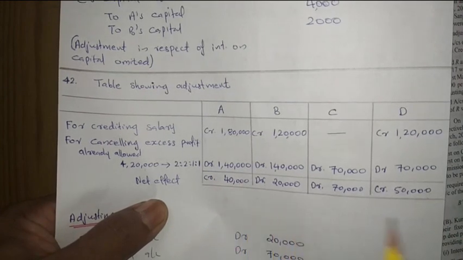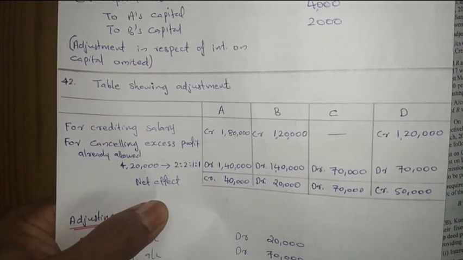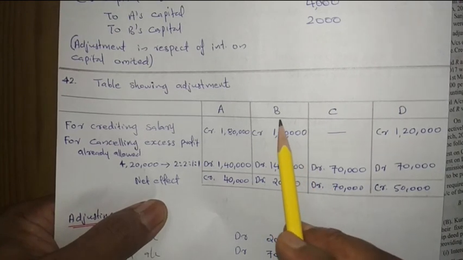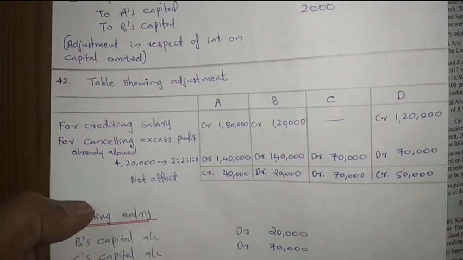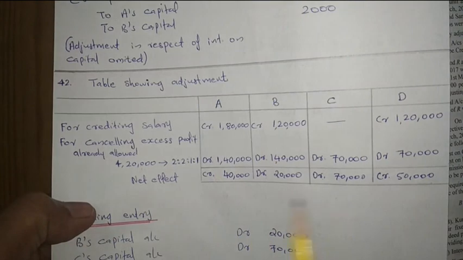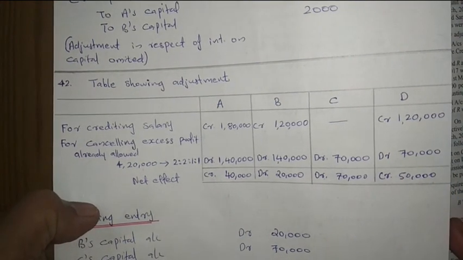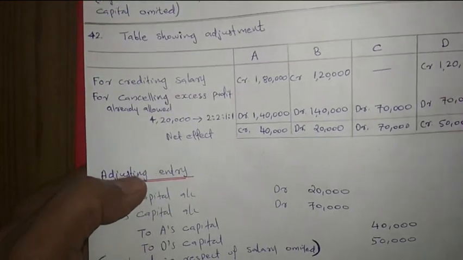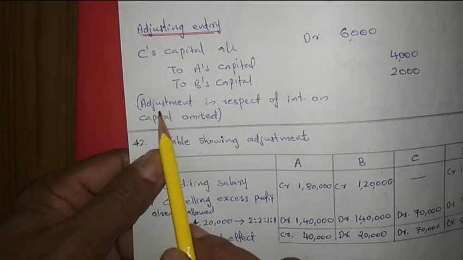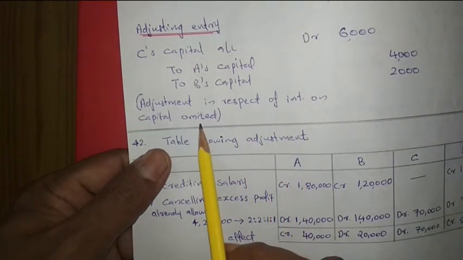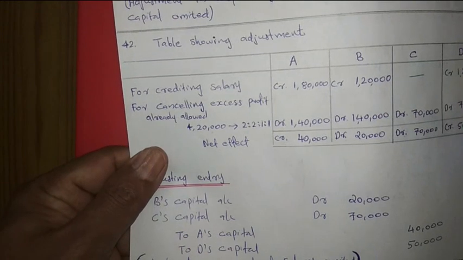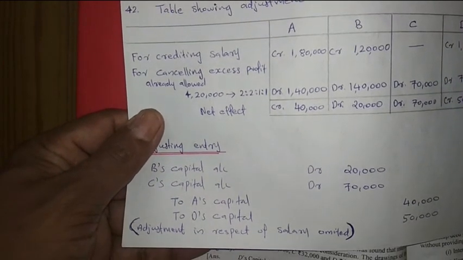Then by taking this we can write one journal entry. That journal entry will be: wherever the debit is there, that you debit. So B's capital account debit, C's capital account debit, to A's capital account, to D's capital account. Okay, that is the answer. And regarding the narration, in the previous case we wrote adjustment in respect of interest on capital omitted, and here also adjustment in respect of salary omitted.